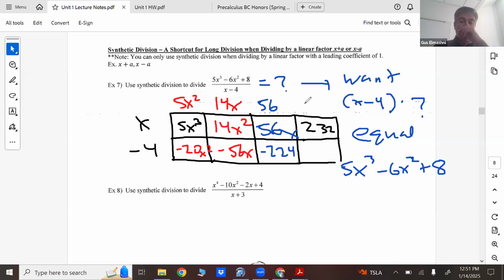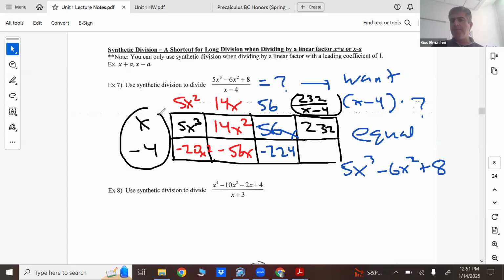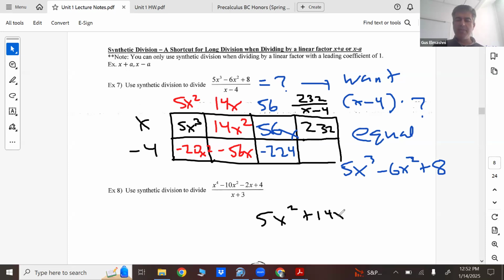And that's how I'm getting 8. So what happens is that becomes a remainder, right? It's kind of weird, but this actually becomes 232 over x minus 4, because if I multiply this by this, I do get 232. So the final answer is 5x squared plus 14x plus 56 plus 232 over x minus 4.